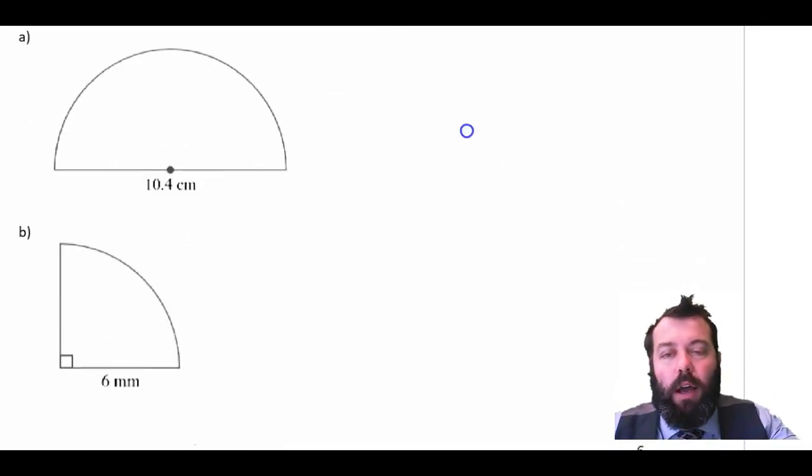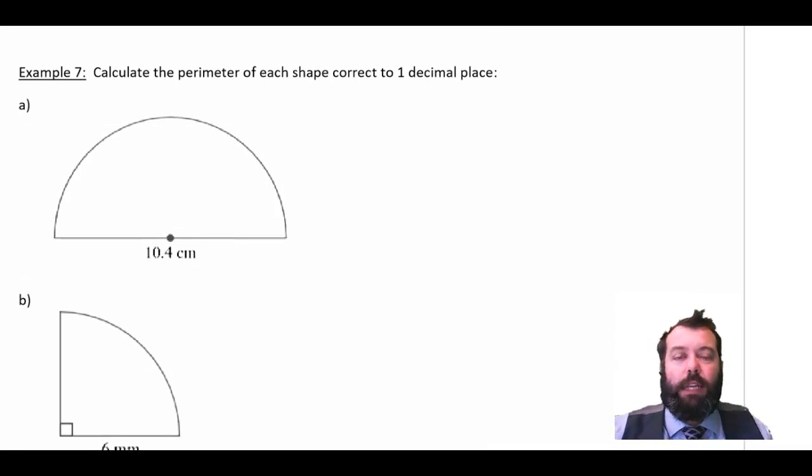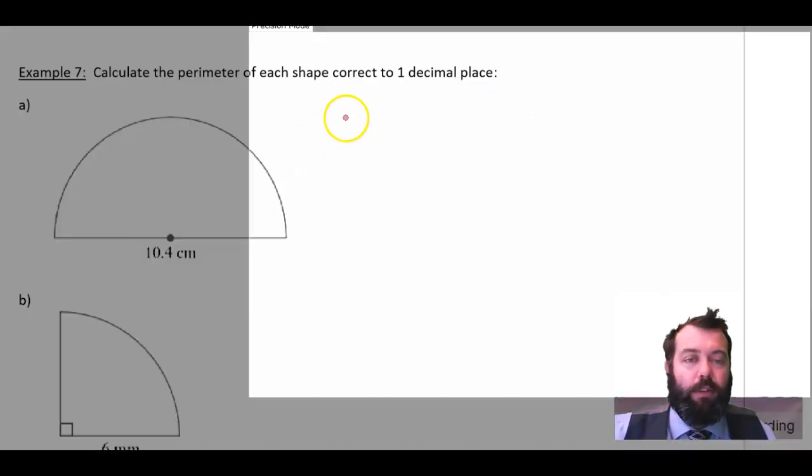Here we go. I have what we call a semicircle here. How long is this going to be? Well, I could use the whole theta over 360. My central angle here is going to be 180. 180 over 360 is a half. So really, I'm happy enough to take a bit of a shortcut here, and I'm going to say my perimeter equals, let's do the curve part first. It's half of 2 pi r.